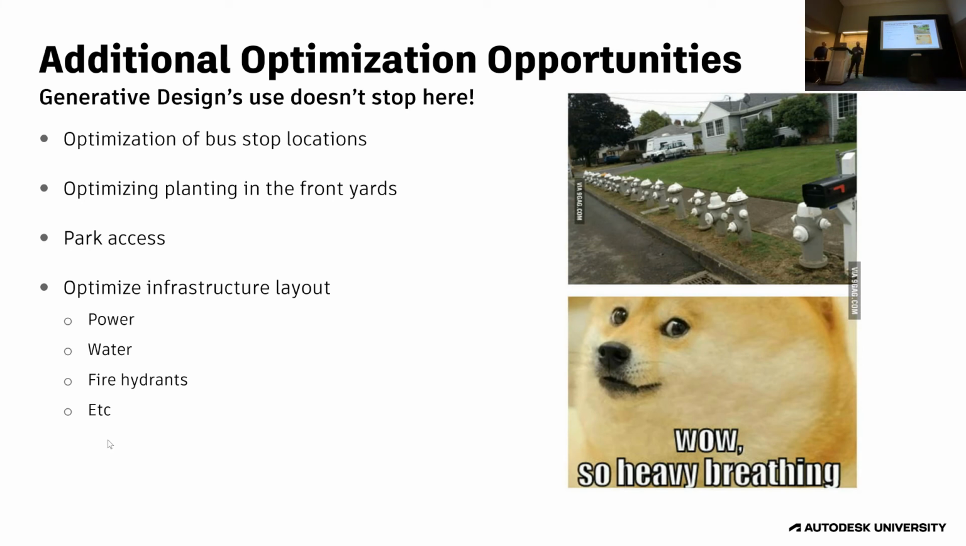And then optimize our infrastructure layout, right? We could look at optimizing the power grid. How do we want to orient that, making sure we've got some redundancies built in with the least amount of cost in case of emergency flooding, whatever else it might be. Optimizing water distribution, stormwater drainage, et cetera. Optimizing the location of the fire hydrants so you don't have to walk your dog quite as far every day.